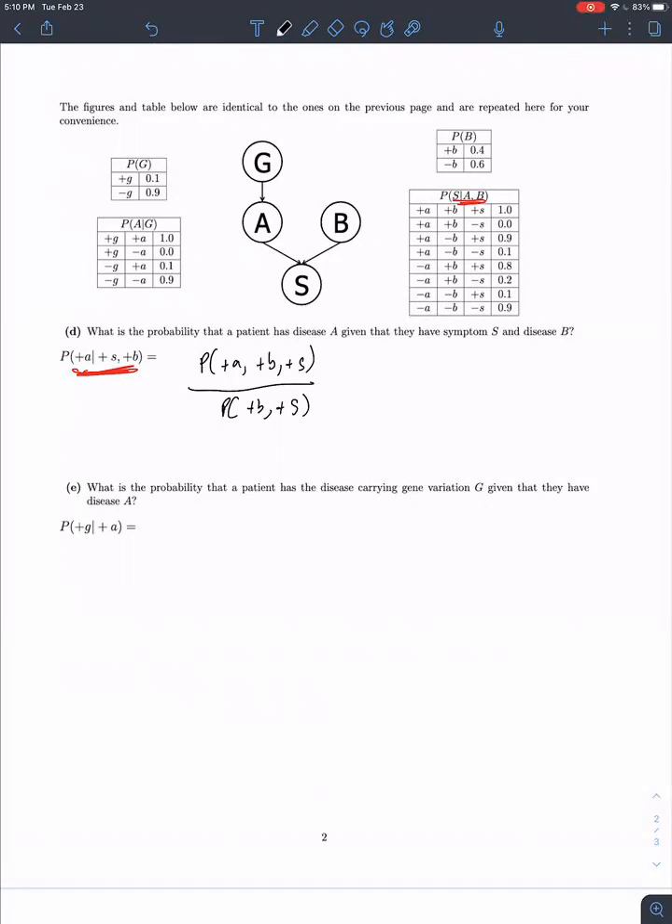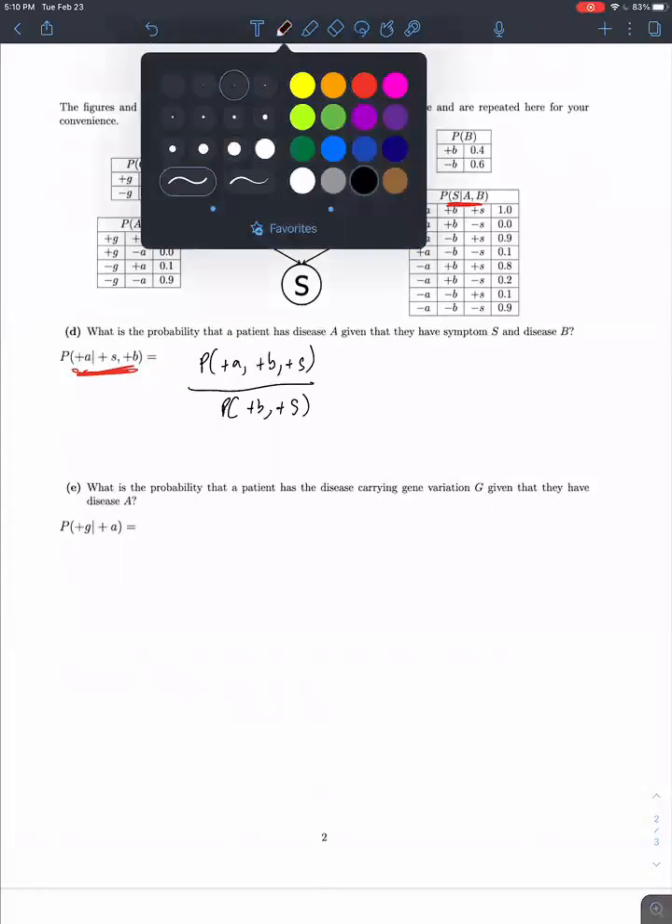So on the top, we have A positive, B positive, S positive. We can kind of figure out how we would calculate that. On the bottom, we only have just B and S, right? Which is not really natural, but we can reintroduce A, because A, B, and S are kind of tied together here. So it's going to be useful to have the trio of them.